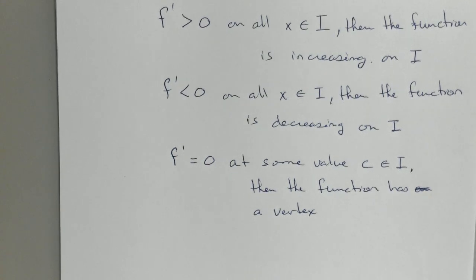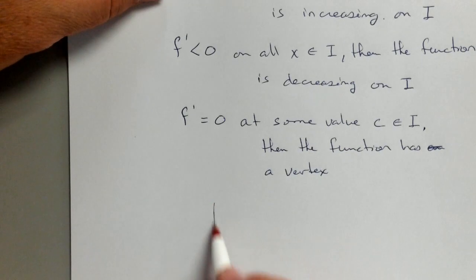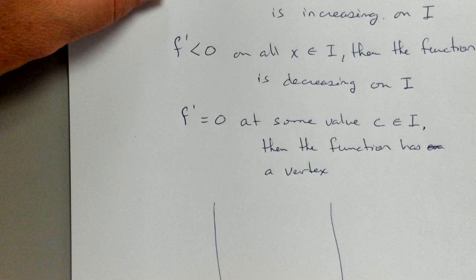Now let's think about this. When the first derivative equals 0, y is 0. Does 0 have a sign? No. But if you think about it, one of 3 things can occur. Actually, one of 4 things.